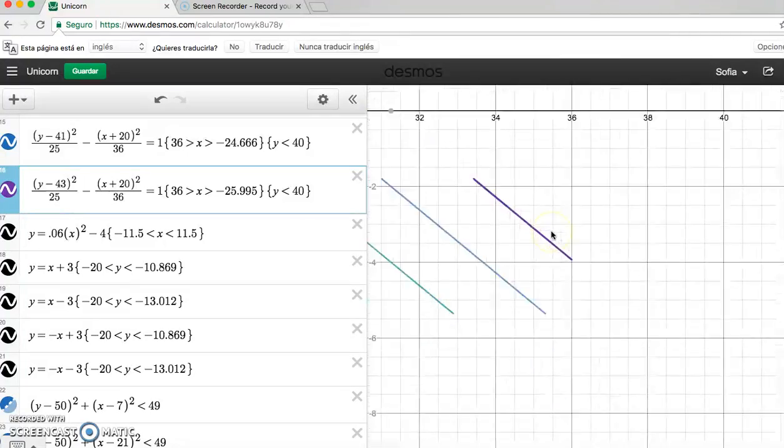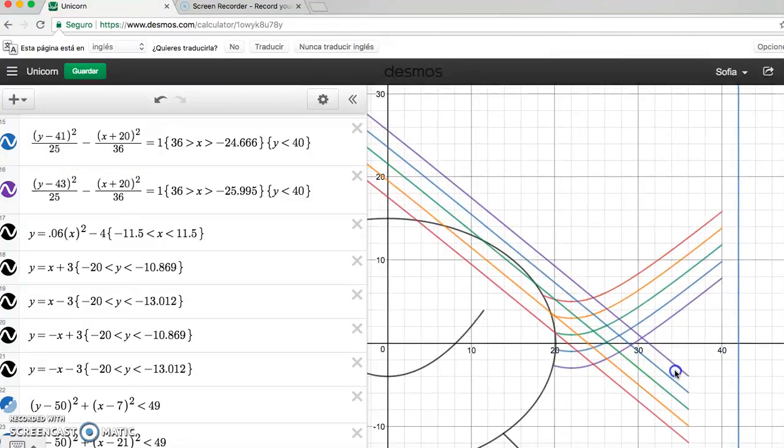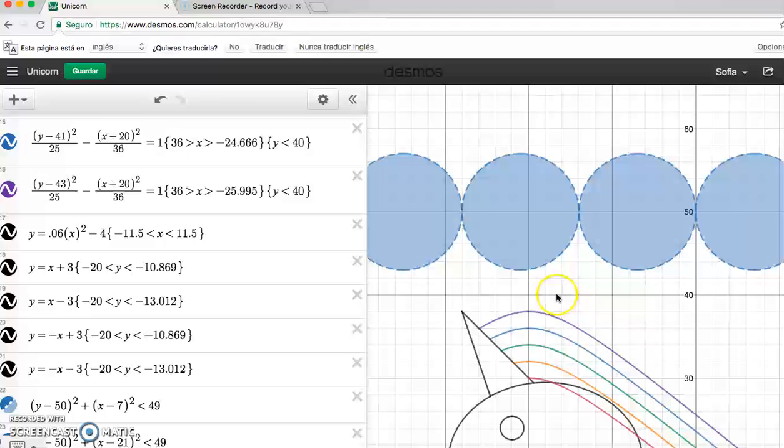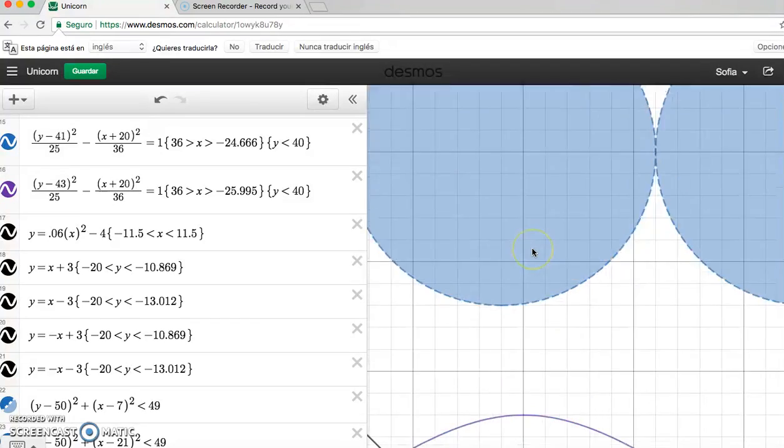And for the y, which takes out the whole upper part of the hyperbola, from 40 and up, because it says that y is smaller than 40. You can see that the other hyperbola started over here, so you can't see it.